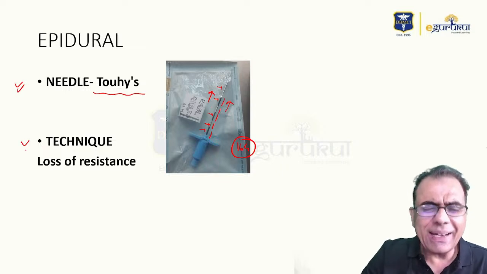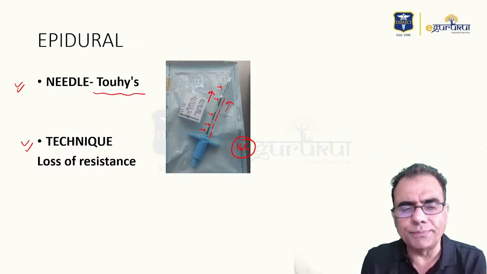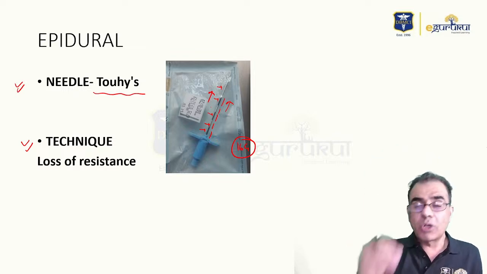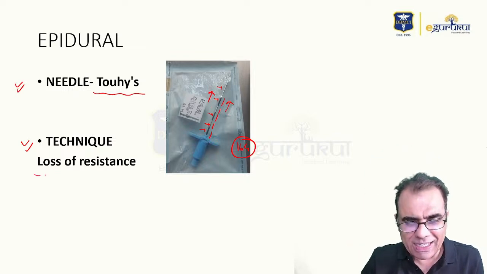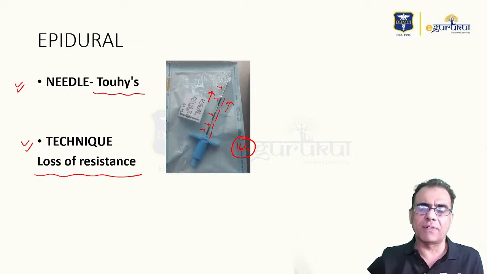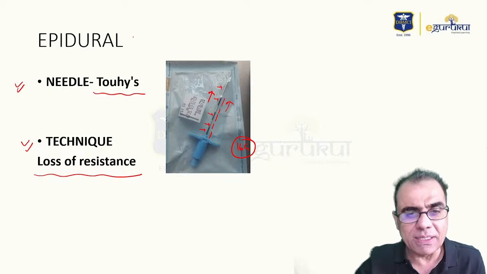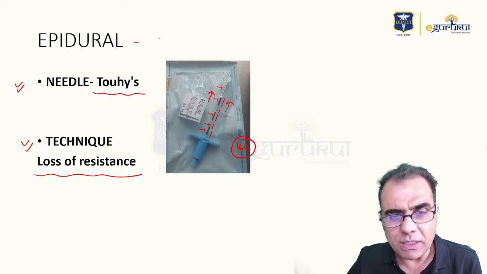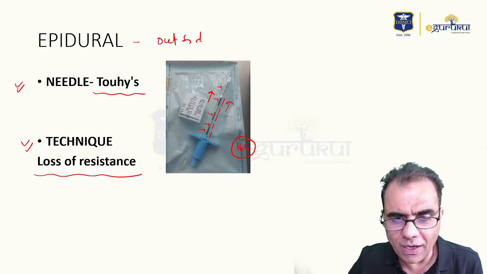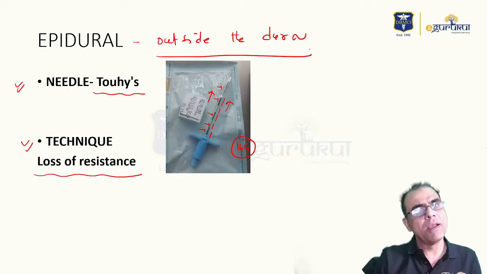Technique, there are many techniques that you will see mentioned in your books, but the most commonly used technique is loss of resistance. Loss of resistance means as soon as you pierce the ligamentum flavum, there will be a sudden loss of resistance, which you can very well make out with your clinical experience. So in epidural, it is given outside the dura, between the dura and ligamentum flavum.